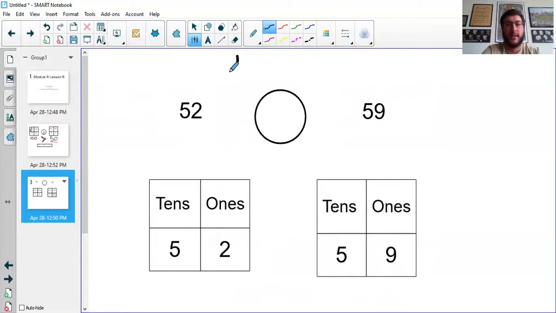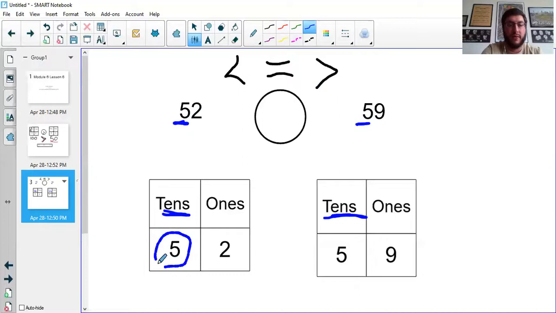So again, when we compare these numbers, we have 3 signs. It can be less than, equal to, or greater than. So what we want to do first is Mr. Crombie's going to look at the tens place to see if one of those numbers is larger. So everywhere there is a 10, Mr. Crombie has underlined it in blue. So in the number 52, we have 5 tens. In the number 59, we have 5 tens.